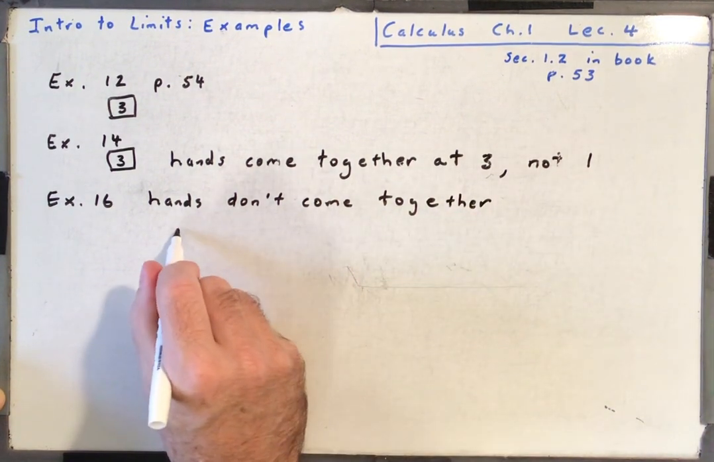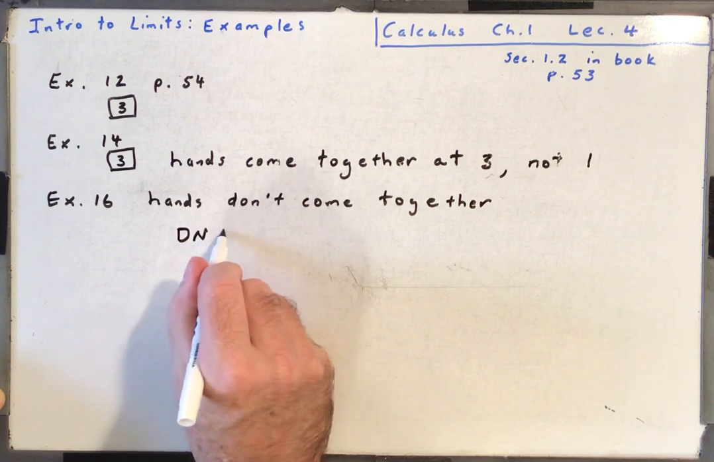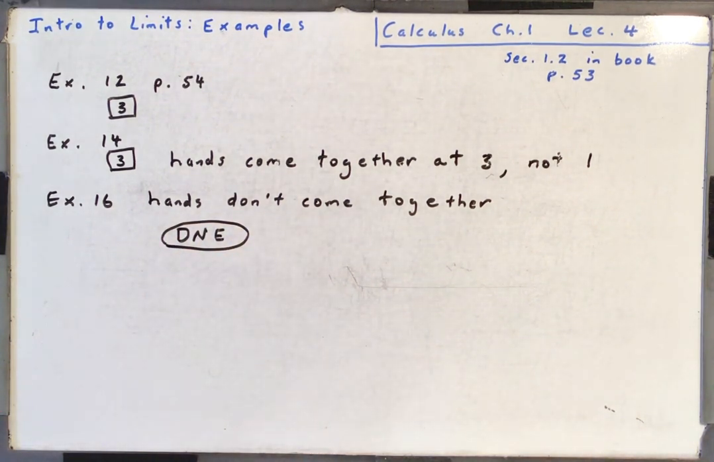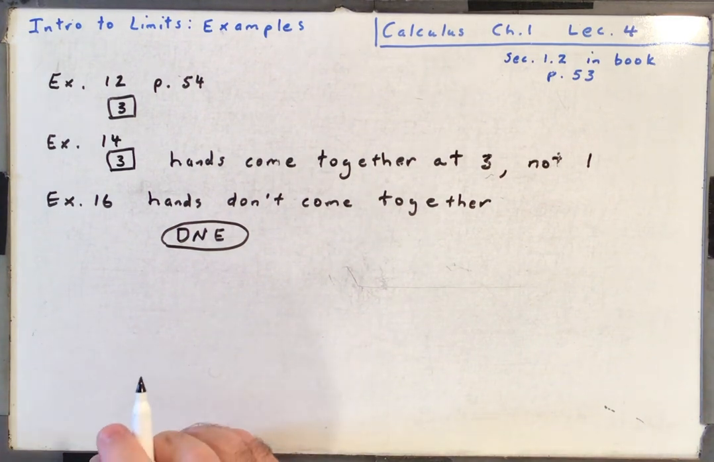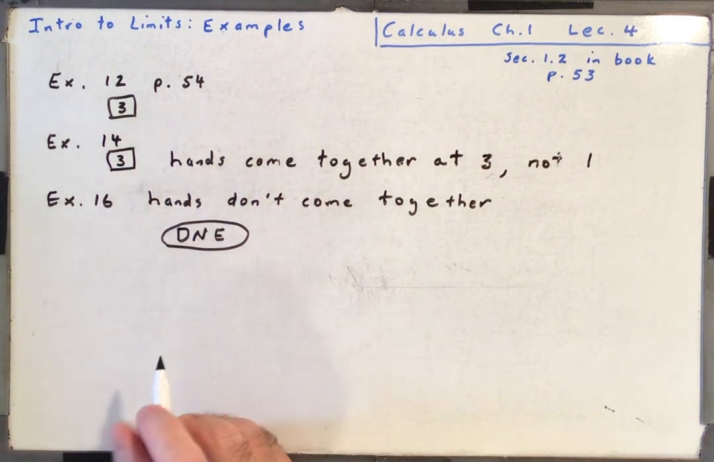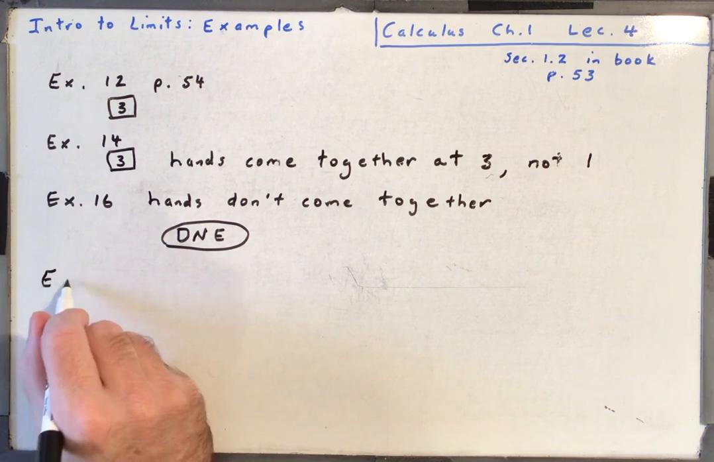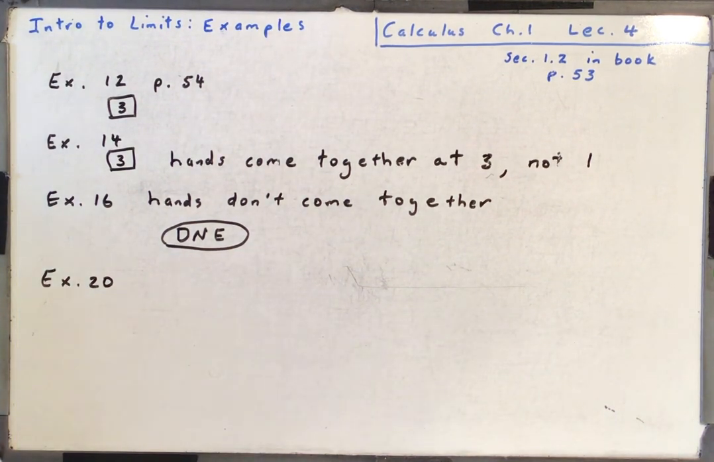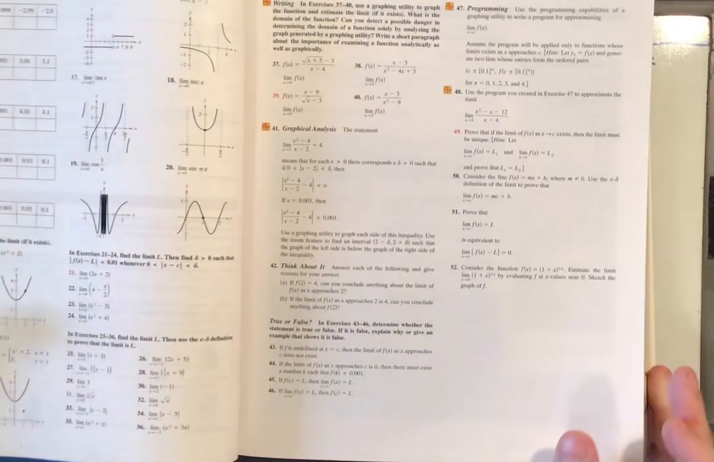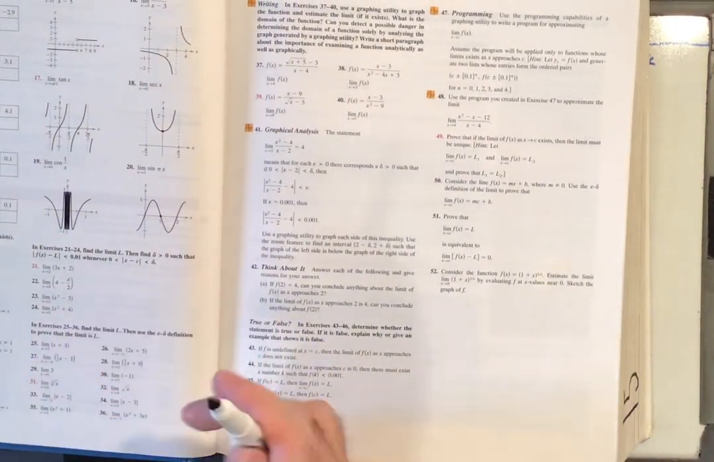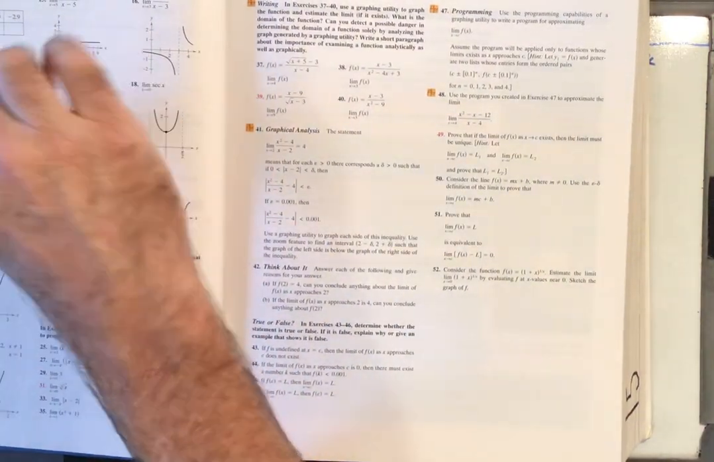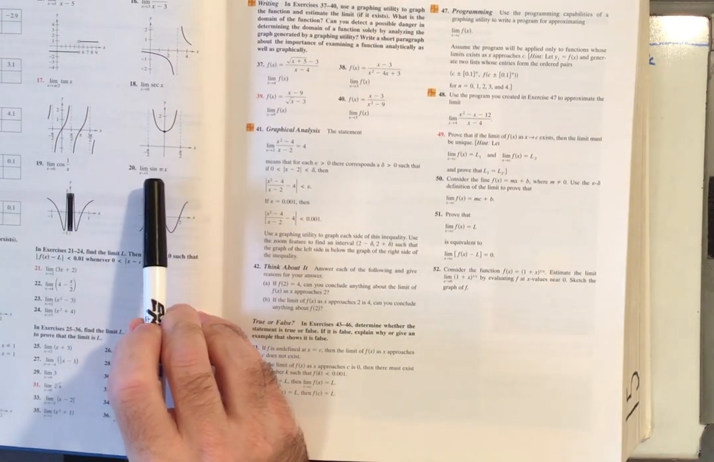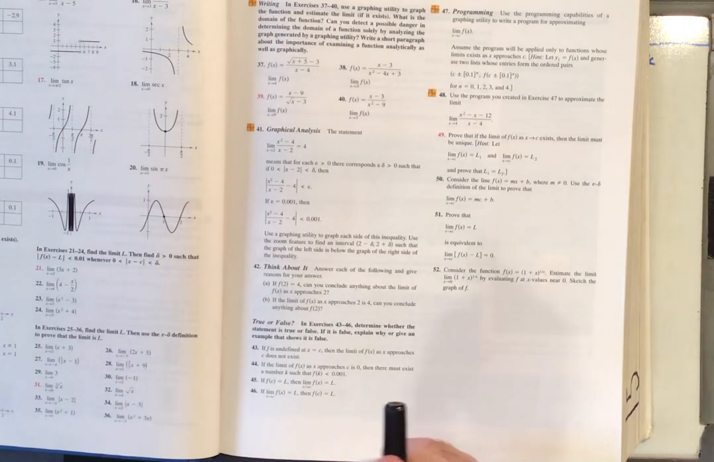So the limit does not exist. All right, our next example is example 20. We've got this trig function, sine pi x. What is the limit? What is the y value approaching as x approaches 1?